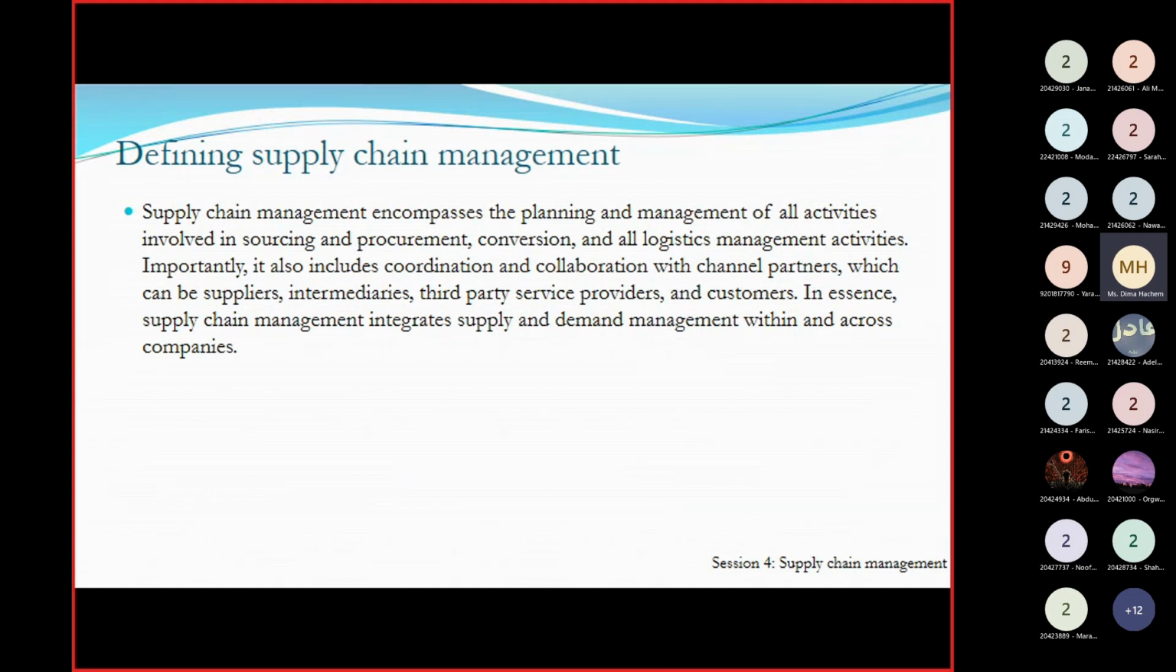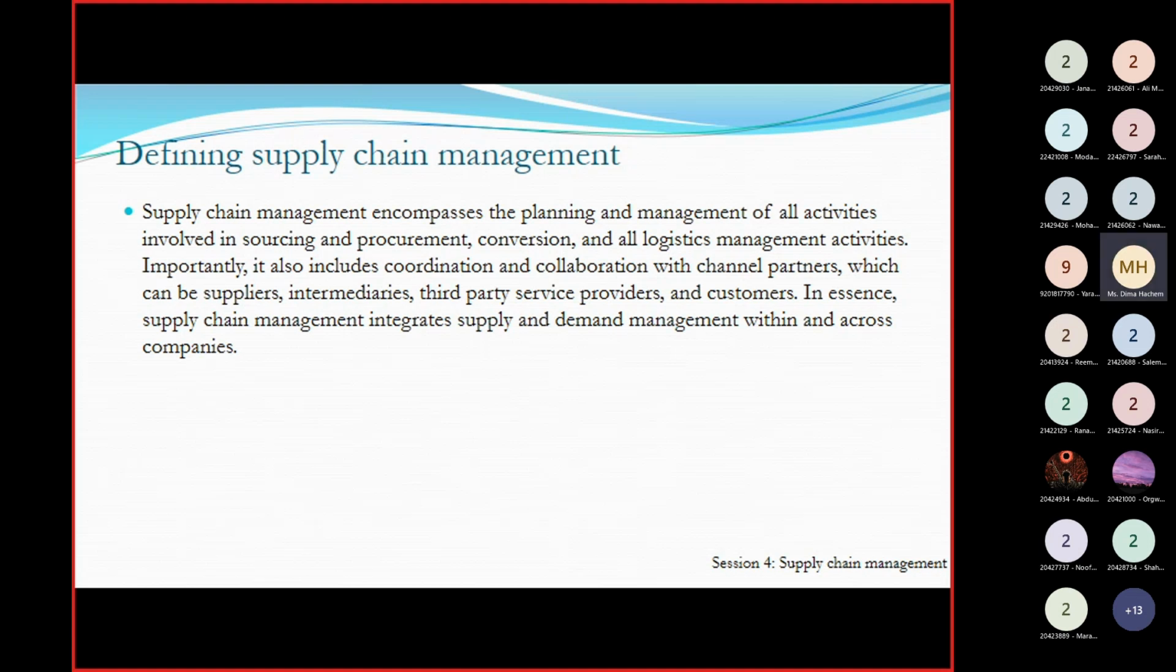Here's a good definition of supply chain. Supply chain management encompasses the planning and management of all activities involved in sourcing and procurement, conversion, and all the logistics management activities. So imagine how much coordination, how much collaboration is needed between the producers and the suppliers and the transporters and the retailers and the customer. They need a lot of information in order to make this smoothly and with the lowest cost. Because remember, when the cost of the supply chain is high, the customer will be affected by this high cost because the customer will pay for it at the end of the day.